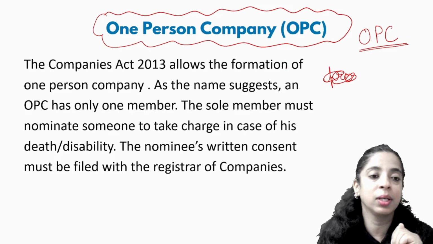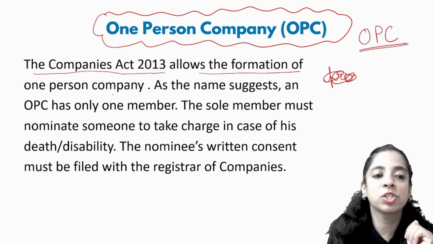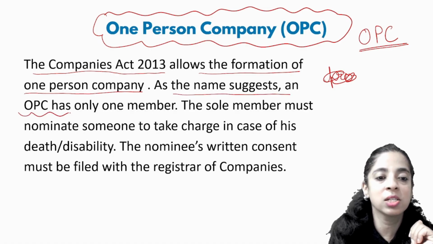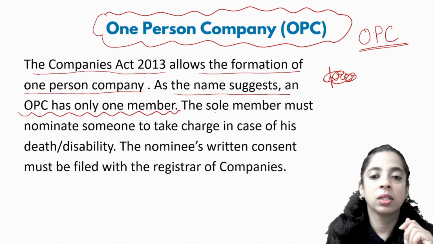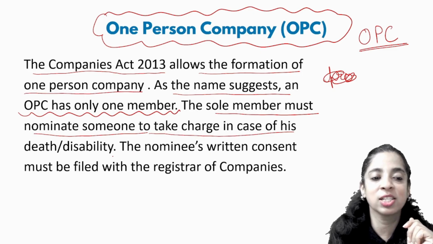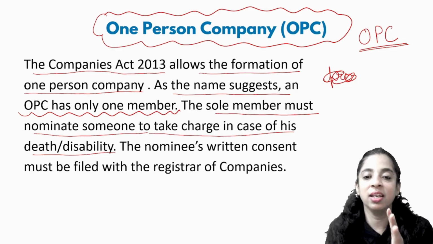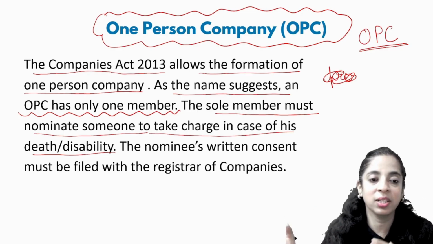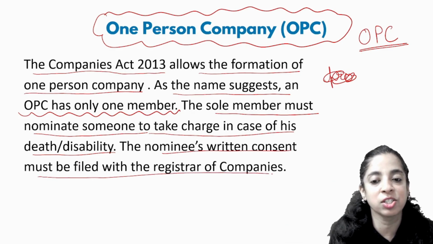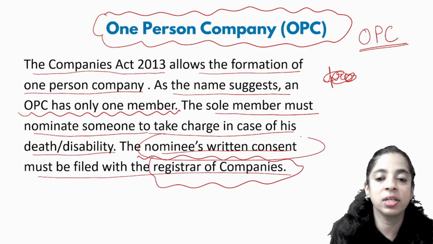So listen carefully. The Companies Act 2013 allows the formation of a one person company. As the name suggests, an OPC has only one member. The sole member must nominate someone to take charge in case of his death or disability. So he should nominate someone that if he dies or becomes disabled, then that person will take charge. The nominee's written consent must be filed with the registrar of companies.